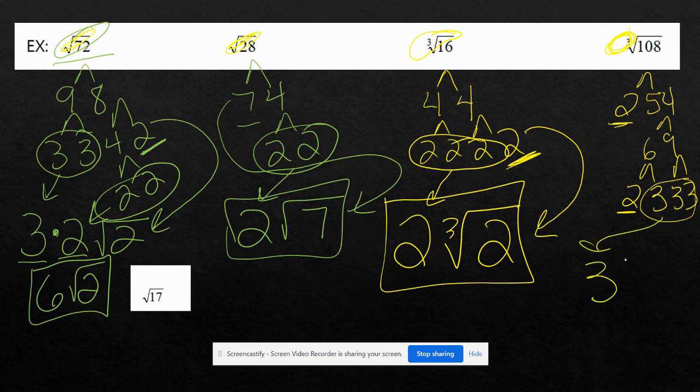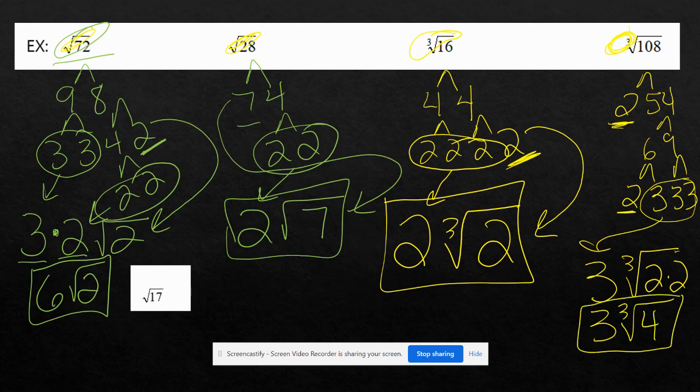So the 3 comes outside. I have my third root. And then the 2 2's we underline here go underneath. We multiply those together to get 4. And so 3 times the third root of 4 would be our final answer.